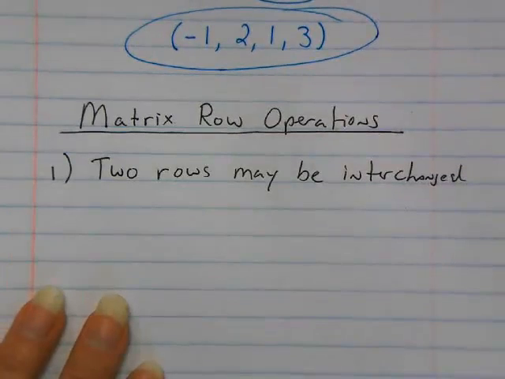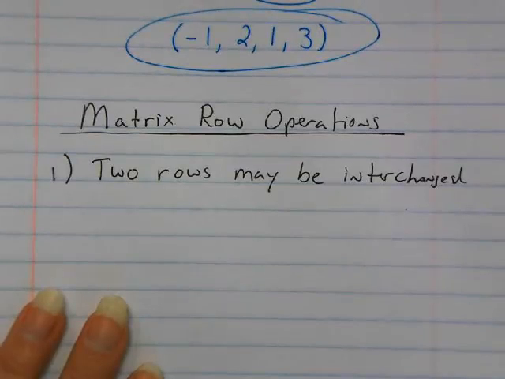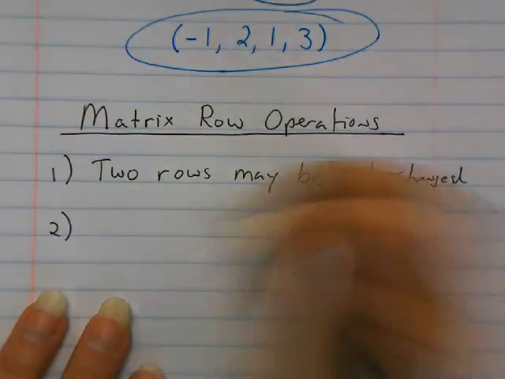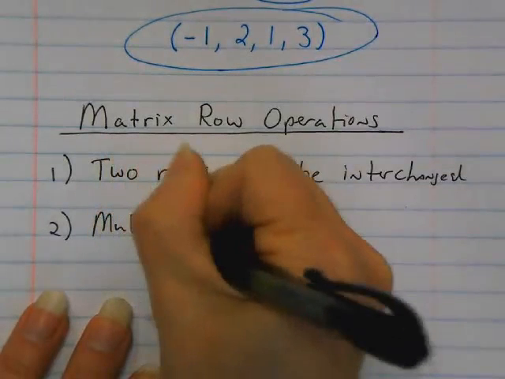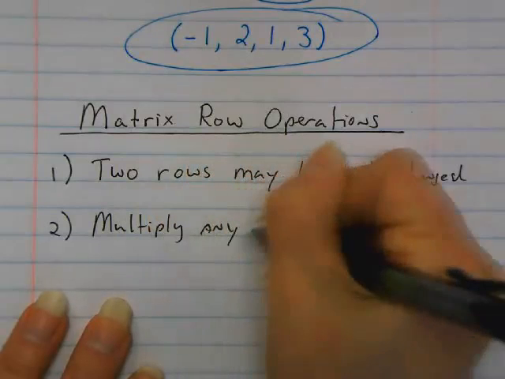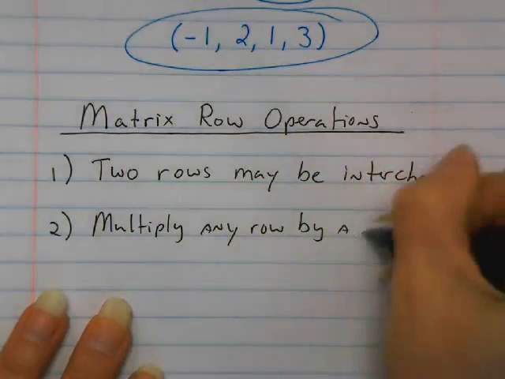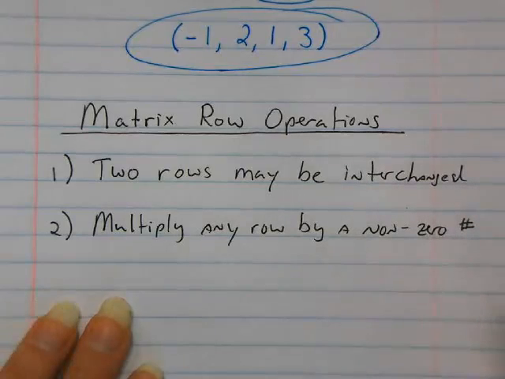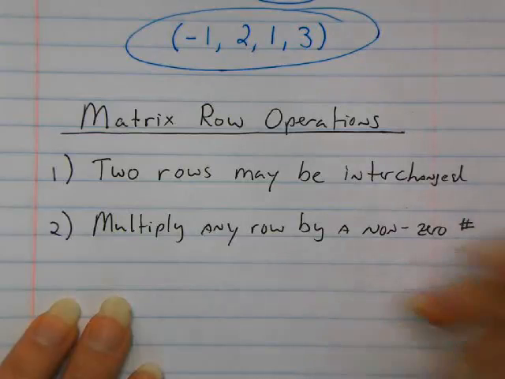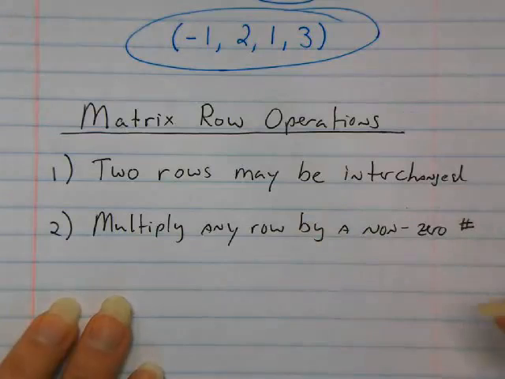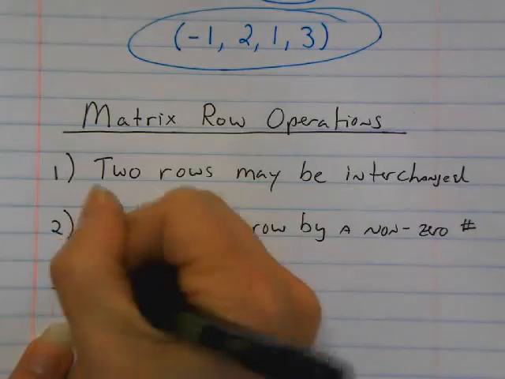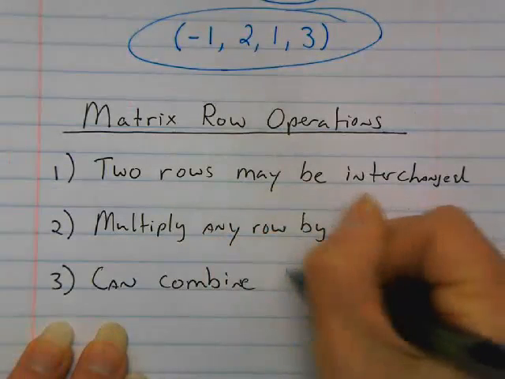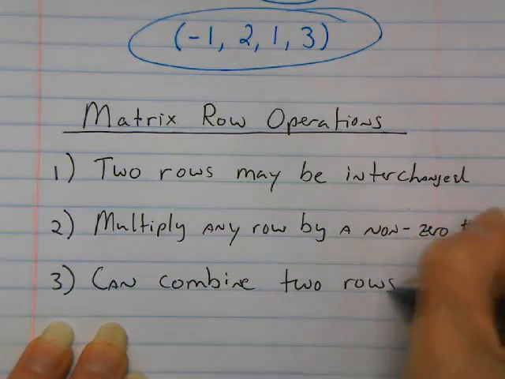Alright, so I can swap things around. I can move row 1 to row 3 and row 3 to row 2. I can do anything I want to do. I can multiply any row by a non-zero number. So I can multiply by fractions, decimals, whole numbers, positives, negatives, as long as it's not a 0. And I can combine 2 rows by addition.